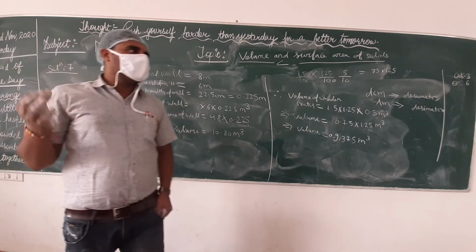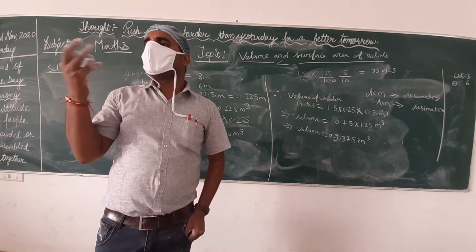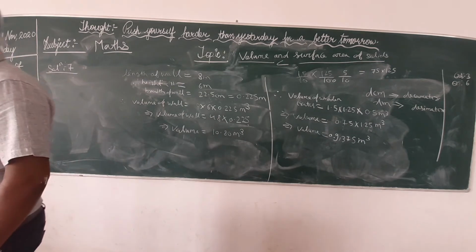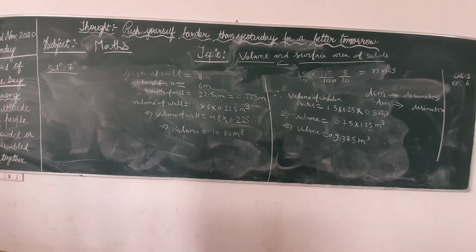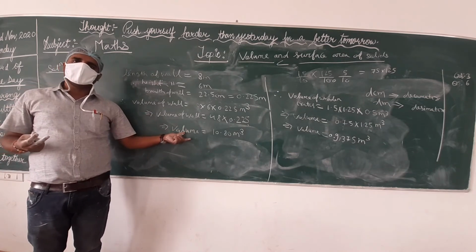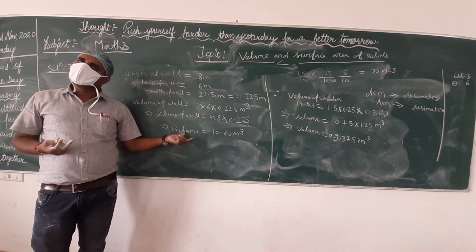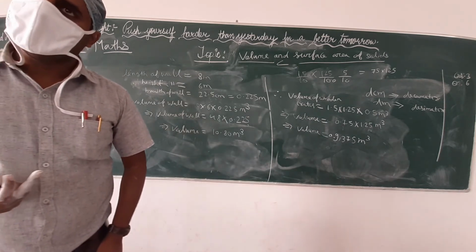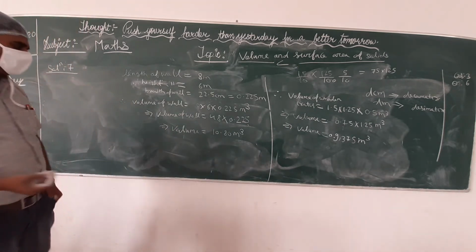After that, the dimensions of one brick are given. Then we have to calculate the volume of one brick, and divide the total volume of the wall by the volume of one brick. We have to calculate how many bricks we require. Okay.